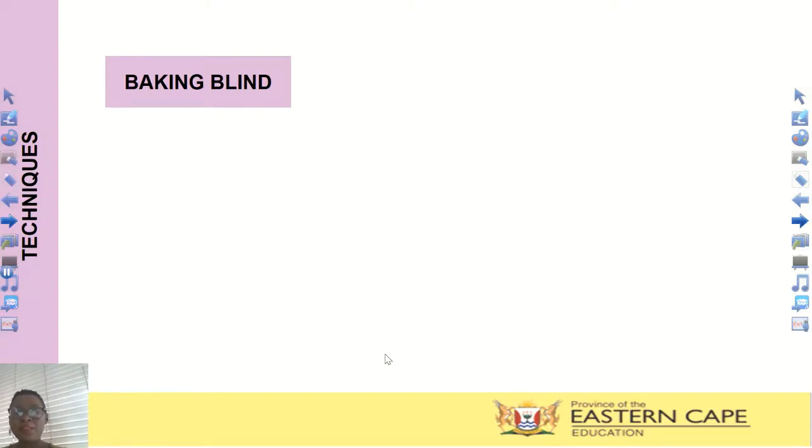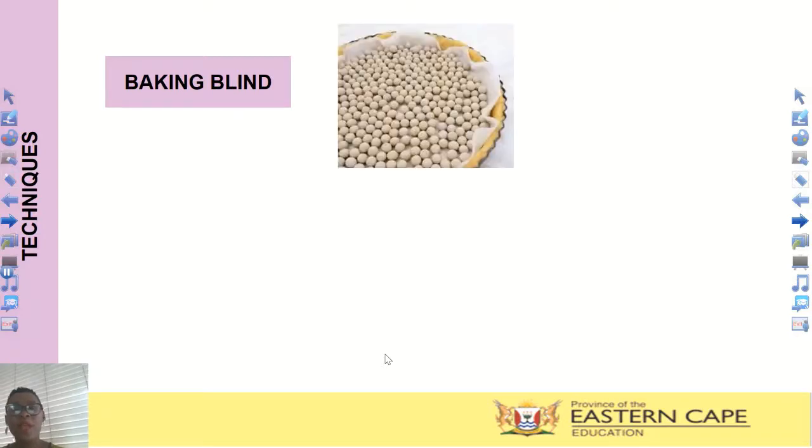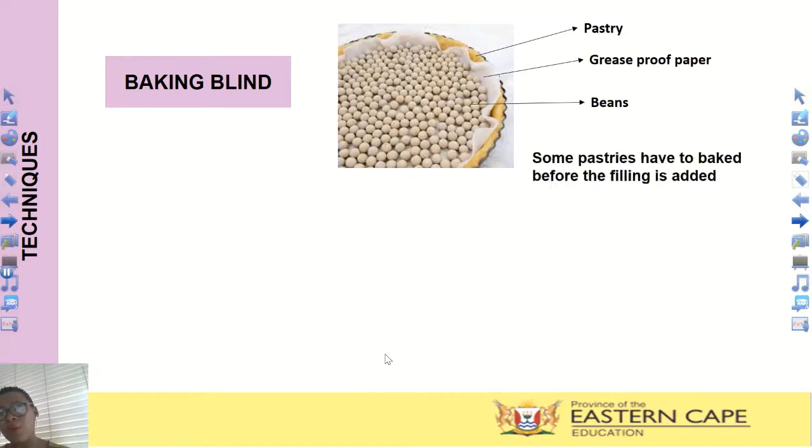Another process or technique that is very, very important in making pastry is baking blind. You would have gone through this process even in grade 10 as well as grade 11, where you are making your pastry and you are either sealing it, or you're making, for example, an already cooked filling. Then you would have to blind bake it. You use the following. You've got your pastry that has already been lined into your tart dish. You have your greaseproof paper, which separates your pastry from your beans. Your beans' main function is to weigh down the pastry so that it does not rise up. So you are weighing it down so it doesn't rise up. That is very, very important.